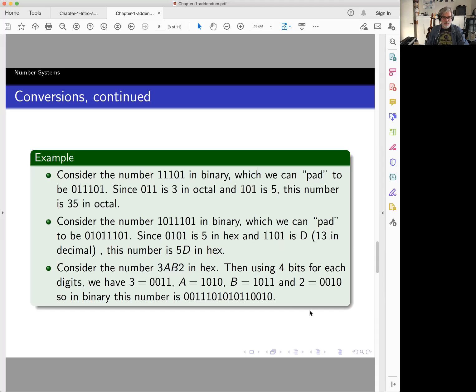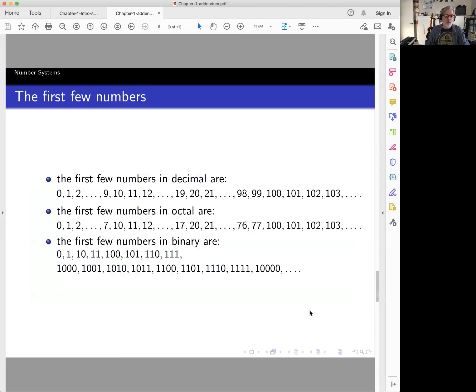Okay. I think that's all I wanted to do. No, I just, this last, yeah. List of the first few numbers in decimal. Well, that's easy. Okay. The first few numbers in octal.